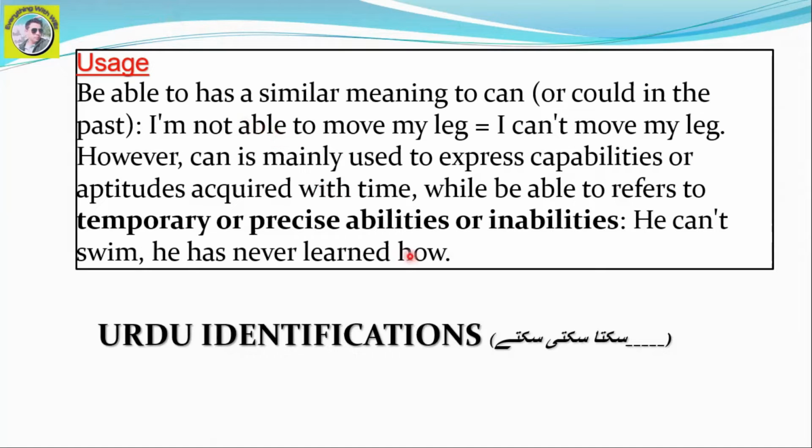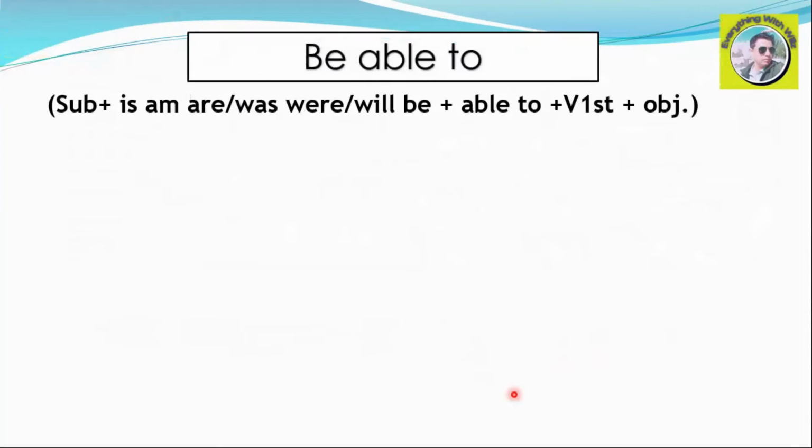All right. So the Urdu equivalent of "be able to" is sakta, sakti, sakte. It is the same as "can." Now let's take the examples and the structure of this. As I told you, whenever I use "be" in the heading, this means that this is a be verb, and be verbs are is, am, are, was, were. So in place of this "be," you can use is, am, are, was, were, and in some cases will be. Here the subject, then is, am, are in the present, was, were in the past, will be in the future, and then "able to," then the first form of the verb and the object.